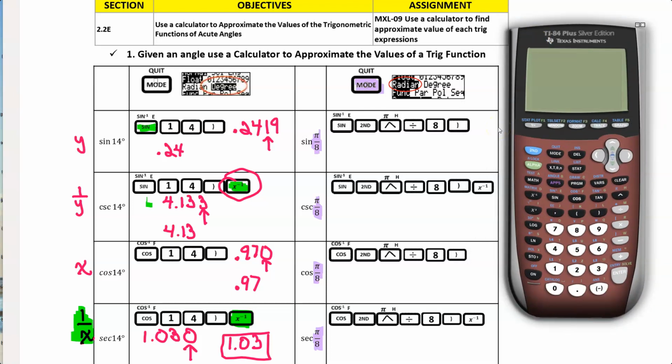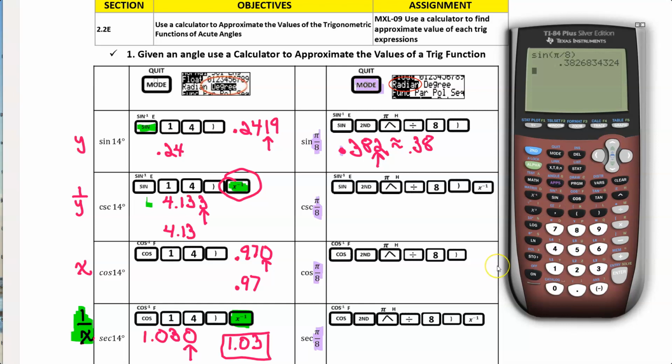Alrighty, so I am going to do sine. I'm in radians. Now I'm going to go second, pi divided by 8, close my parentheses, enter. Round, 0.382. The 2 says leave the 8 as is, 0.38.